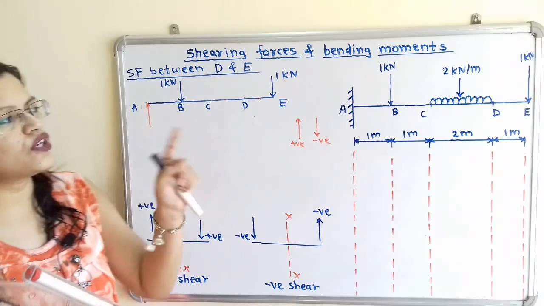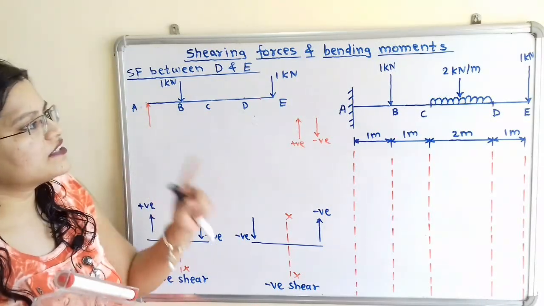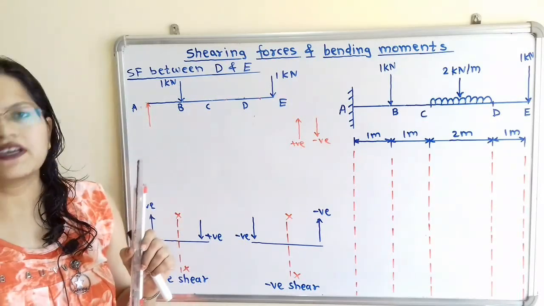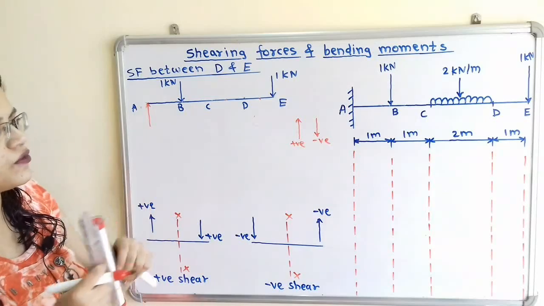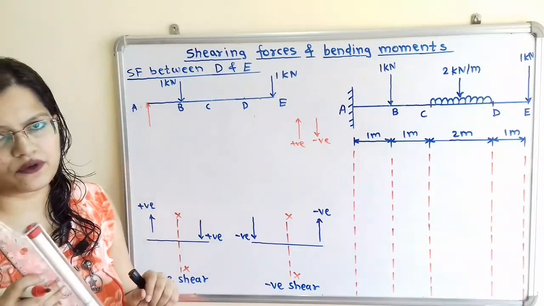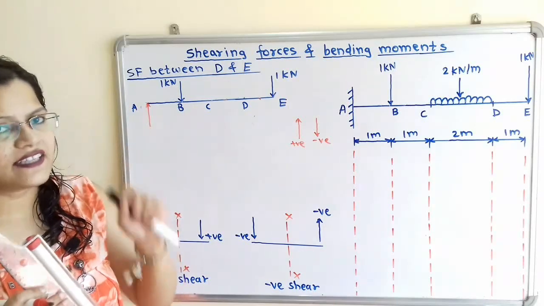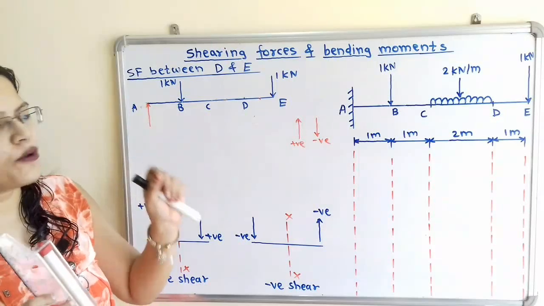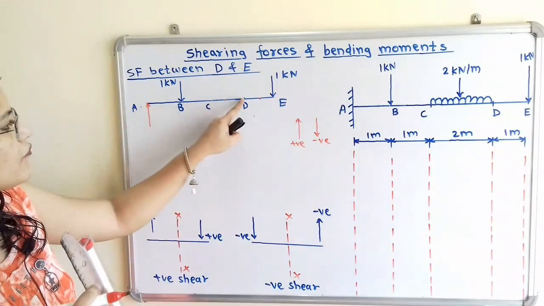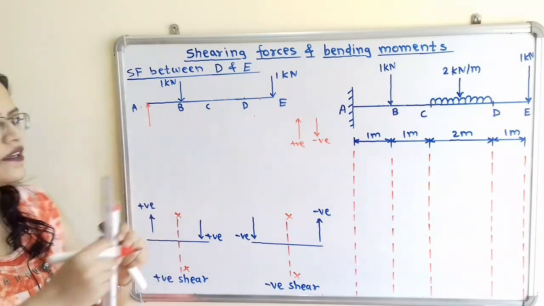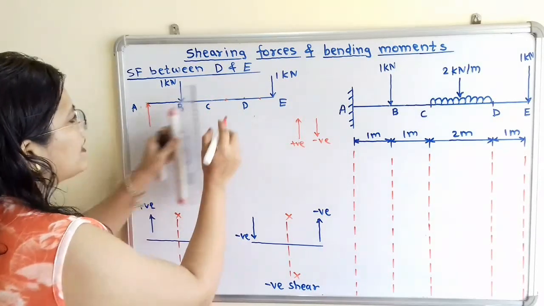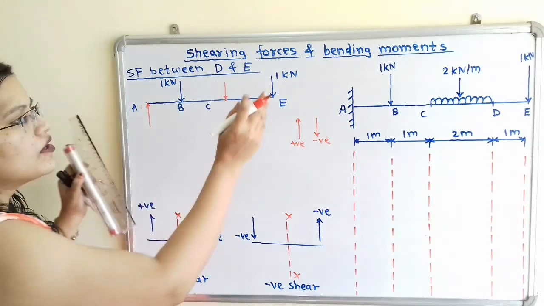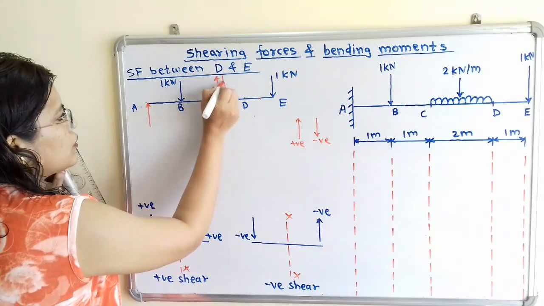Now what about the uniformly distributed load? So it is 2 kilonewton per meter and the total span is given 2 meter. That means total force is equal to, for 2 meter, 2 multiplied by 2, that is 4 kilonewton. And this uniformly distributed load will act at the middle point of the span. So total span in between C and D is 2 meters. So we will consider here the middle point, and at this middle point we will show here in terms of point load 2 multiplied by 2, that is 4 kilonewton.